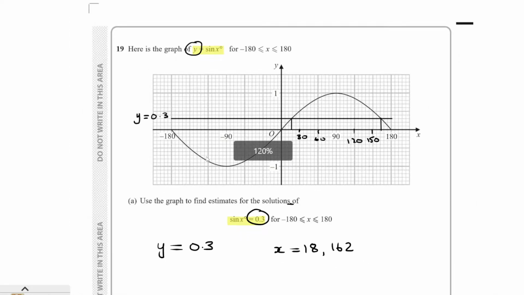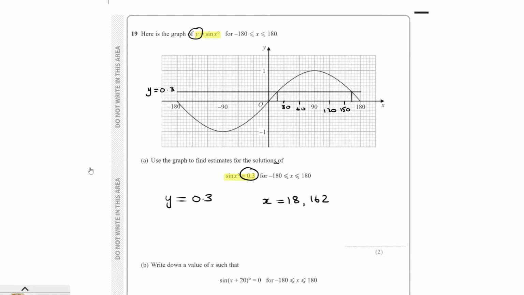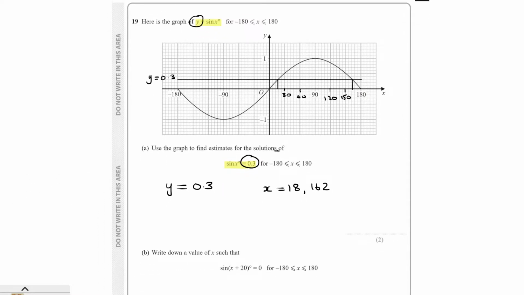Let's zoom out. So those are the solutions, because we already know what y is. Y is 0.3, you don't need to write down y, you just need to write down the solutions for x. So that would be your answer there. Now they have said you can put anything between 15 and 18, and 162 and 165, which isn't a massive range to be honest, but that's your range. If you've got anything between those two ranges, you'll be fine.